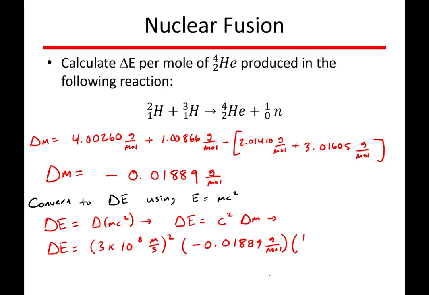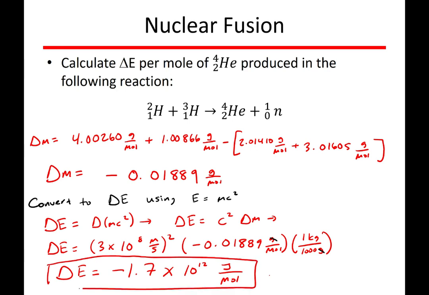So that's going to require us to divide by 1,000 here to turn the grams into kilograms. And now we're going to be able to have energy units in joules, and then it's per mole, because we have the per mole from the molar mass down there. That gives us a delta E for this fusion reaction of negative 1.7 times 10 to the 12th joules per mole, which is, again, a pretty substantial amount of energy.